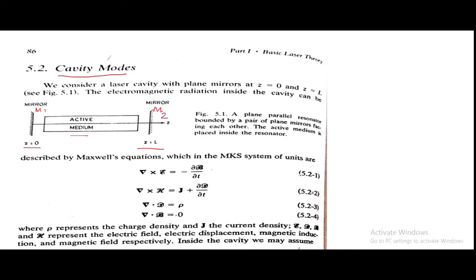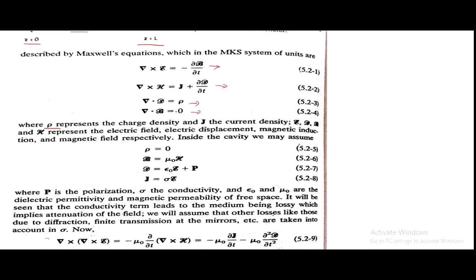The first equation is del cross E equals minus ∂B by ∂t. Second one, del cross H equals J plus ∂D by ∂t. Third one, del dot D equals rho. And fourth one, del dot B equals 0. Here rho represents the charge density, J is the current density, E is the electric field, D is the electric displacement, B is the magnetic induction, and H is the magnetic field.